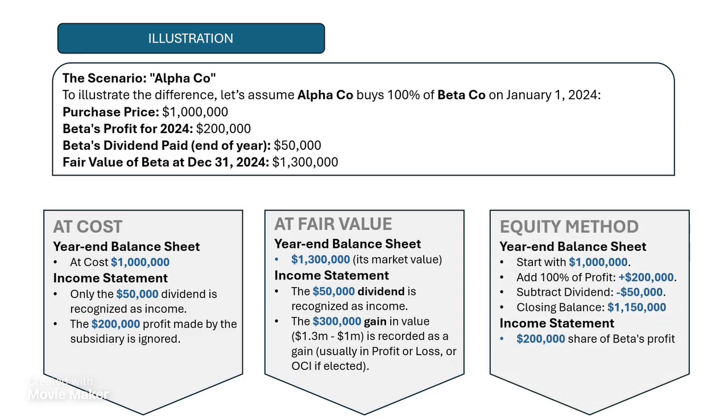Under the equity method, the balance sheet at the start of the year will be $1,000,000. We'll add the profit made by Beta company, which is $200,000, to the cost. Then we'll subtract the dividend received by Alpha company from Beta company, which is $50,000, and the closing balance, which is $1,150,000, will be the balance sheet figure of the investment of Alpha company in Beta company. The share of Beta's profit, that is $200,000, will only be recognized in the balance sheet of Alpha company at the year end. Okay, now let's summarize this illustration in a tabular form.